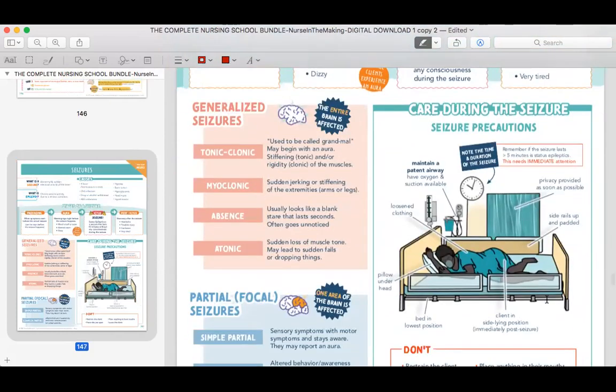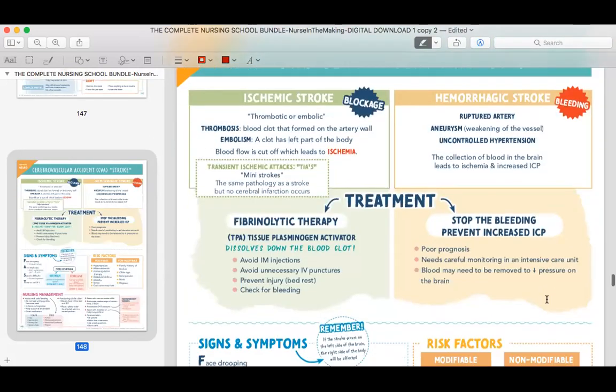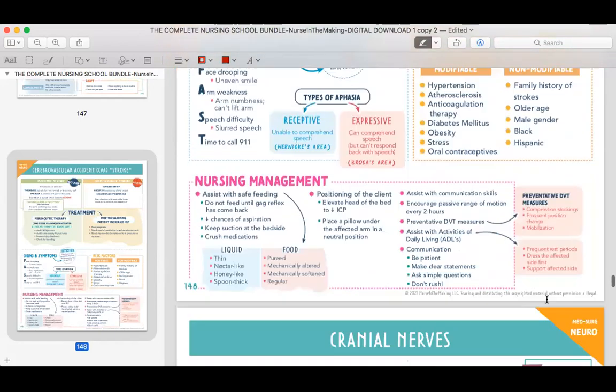Seizures, we went over this already. I'm not going to go over this just because I'm pretty sure you guys know this. Did I go over stroke? I think I didn't go over. Yeah, I went over stroke.